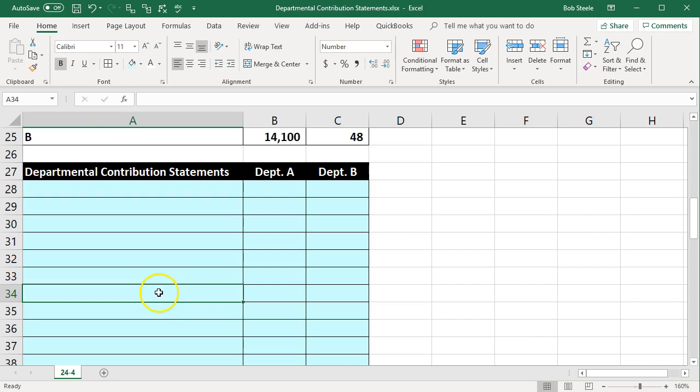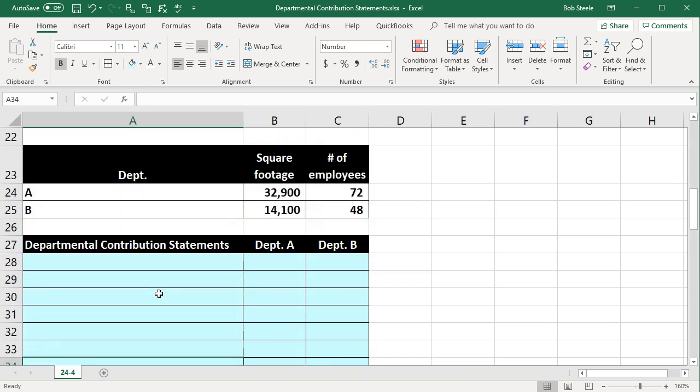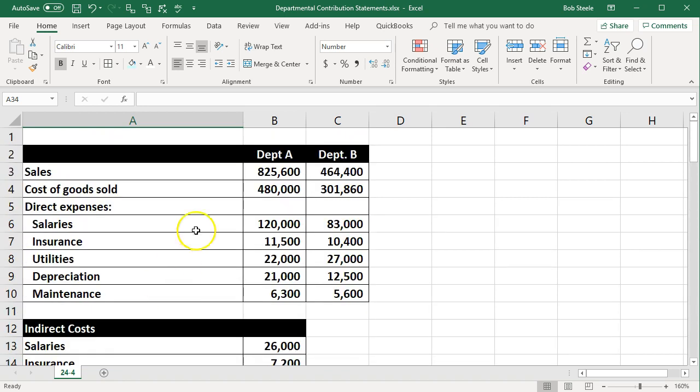In this presentation, we will put together a departmental contribution income statement from our data. The data being up top, we'll enter that information into the blue areas down below. Up top, our data will include Department A, Department B.